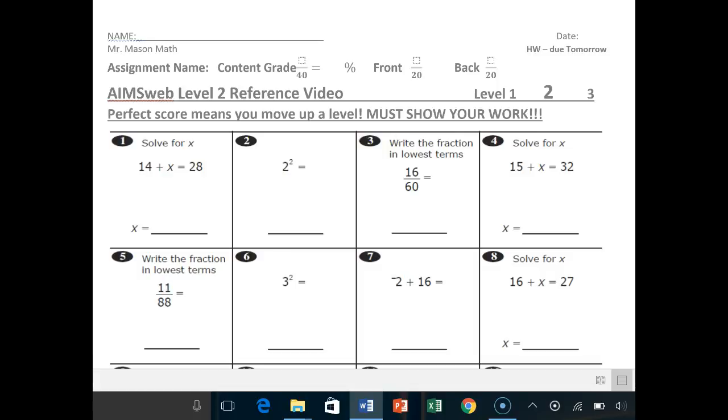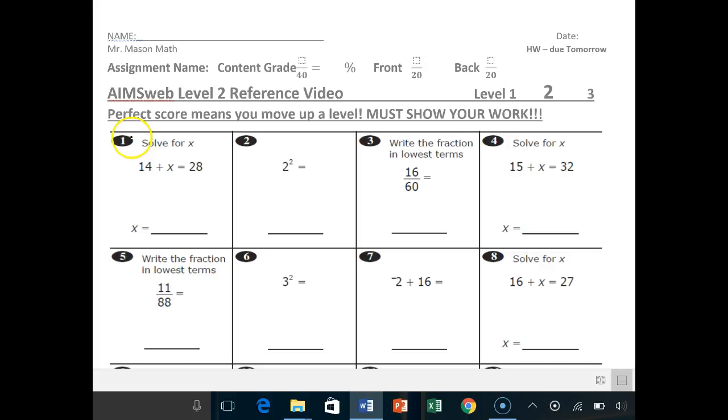So I'm going to finally make you an AIMSweb Level 2 reference video that you can consult when doing a Level 2 AIMSweb, since so many of you are on it. So fast forward to the problem that you need help on, or watch it in its entirety. Up to you. So problem number one is a one-step equation.